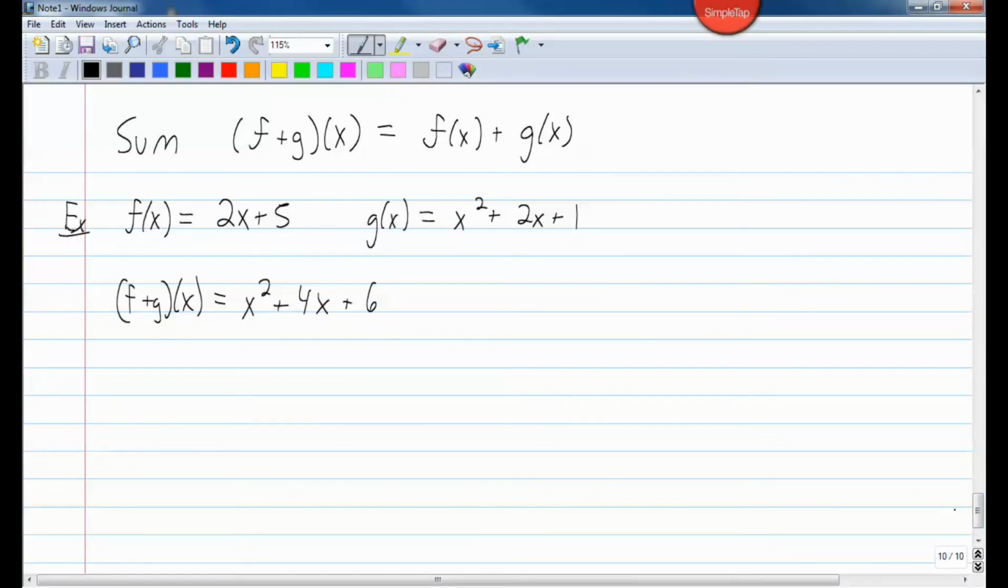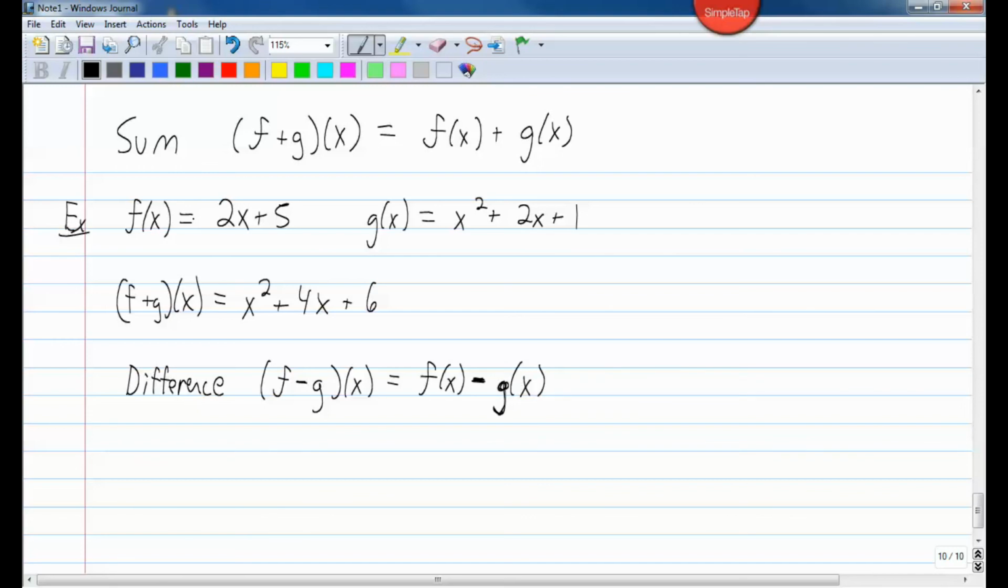Alright, we can find the difference of two functions by writing the notation f minus g of x. That means f of x minus g of x. Now be careful with this when you subtract, because you're subtracting g of x. So no matter how many terms g of x has, you're subtracting each of those terms. So you might want to just put g of x in parentheses and then distribute the negative and simplify.